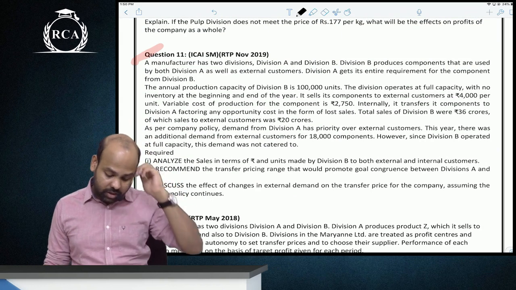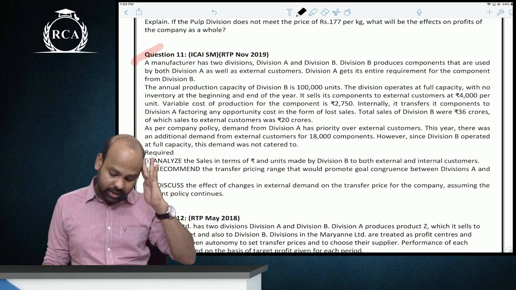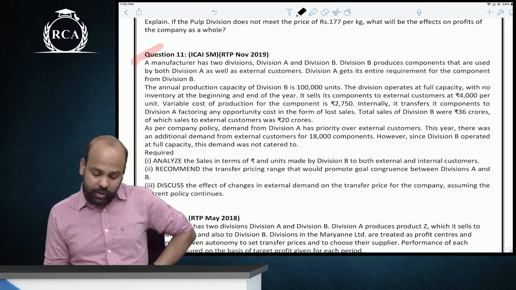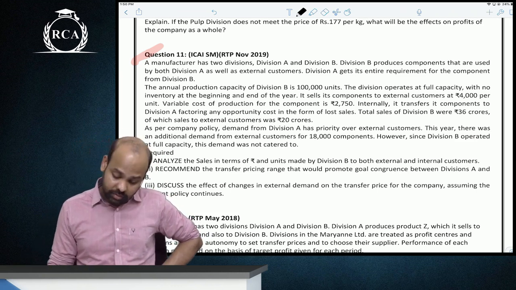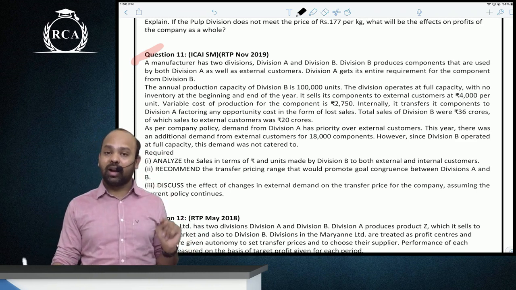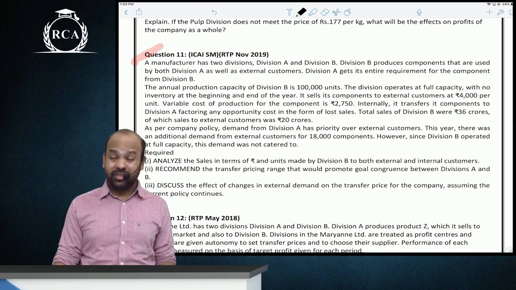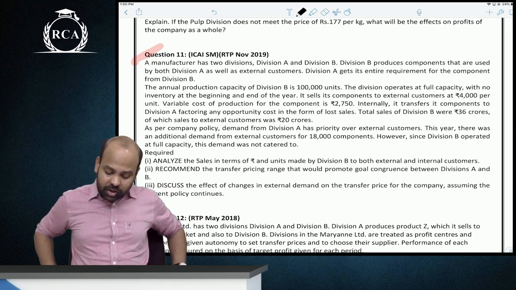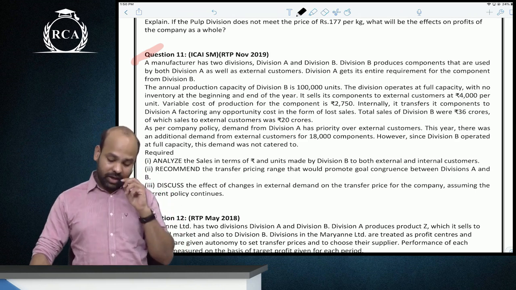A manufacturer has two divisions, division A and division B. Division B produces components that are used by both division A as well as external customers. So here division B is the transferring division or the selling division. Division A is the procuring division. The annual production capacity of division B is 1 lakh units.